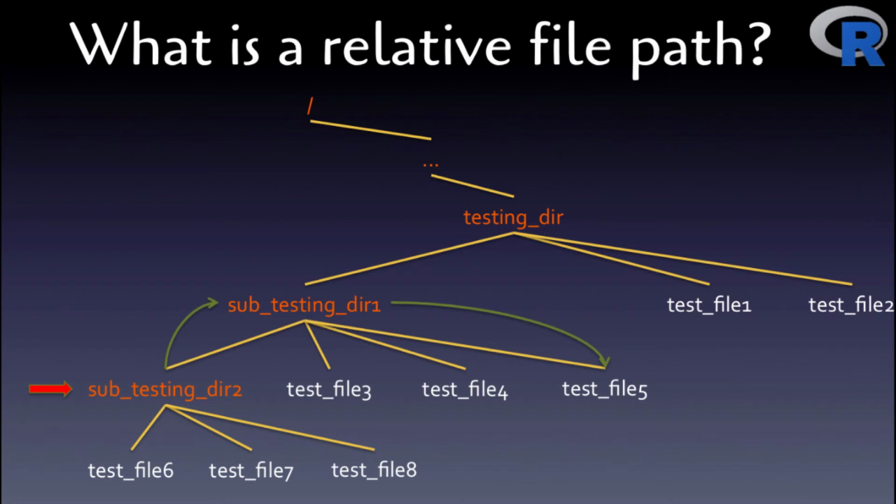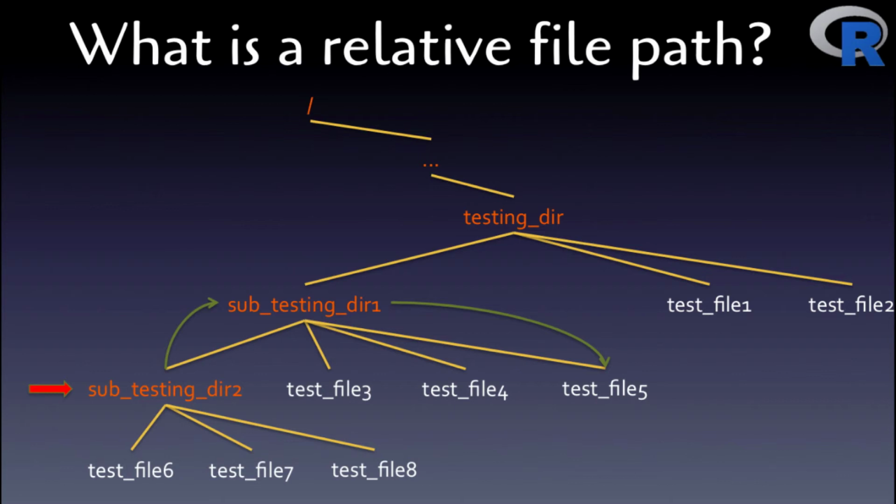Let's assume that your current working directory is the sub_testing_dir2 folder, and you would like to describe the relative path to the file test_file5. In order to do that, you simply follow the structure of the tree. You first need to go up one level and find the branch sub_testing_dir1, and then go down again to find the file test_file5.